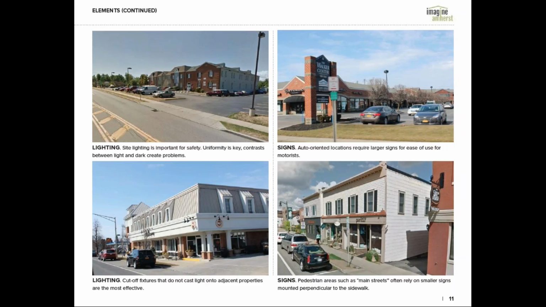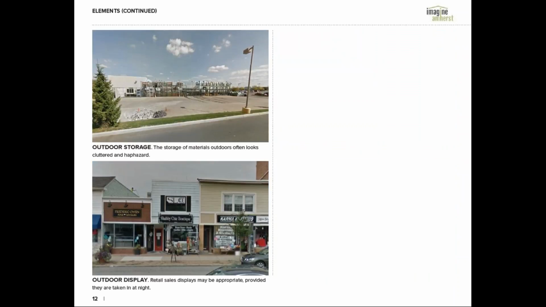Signs are another key site element. When you have auto-oriented locations set back behind larger parking lots, you'll see often very large signs associated with that development because as cars pass by, they have a limited opportunity to see the sign, and a quite large sign is necessary. Whereas in the lower image, you'll see a set of pedestrian areas, in this case a Main Street setting, in which the signs are actually focused on the pedestrian traveling by and can be of a much more modest size.